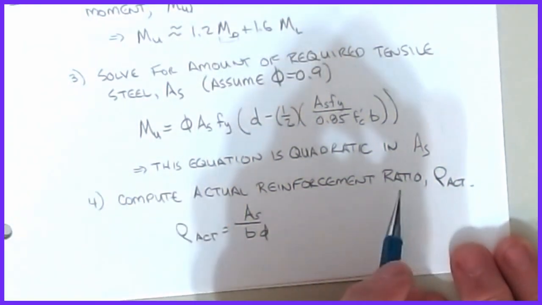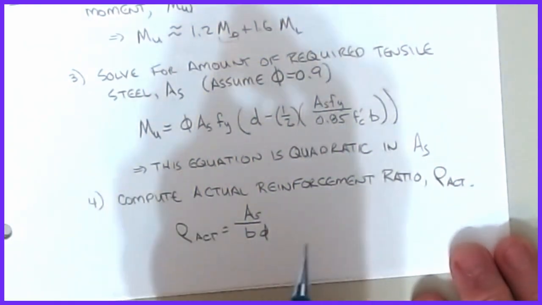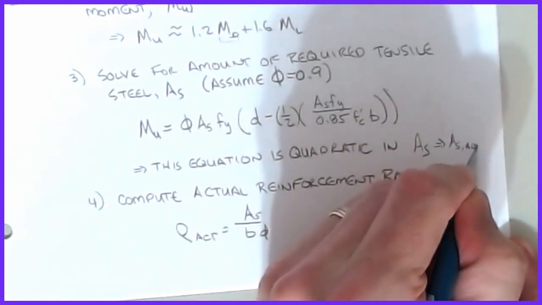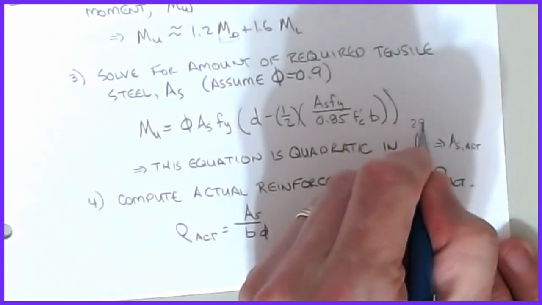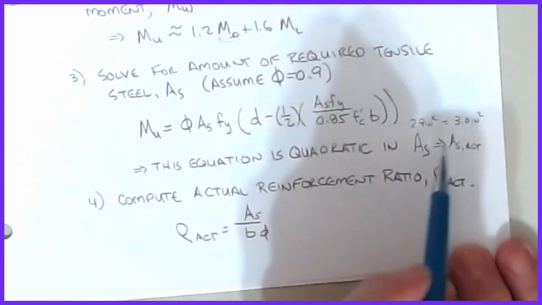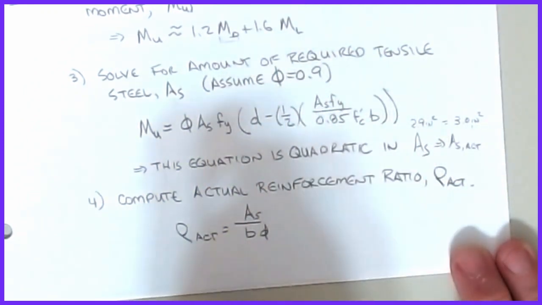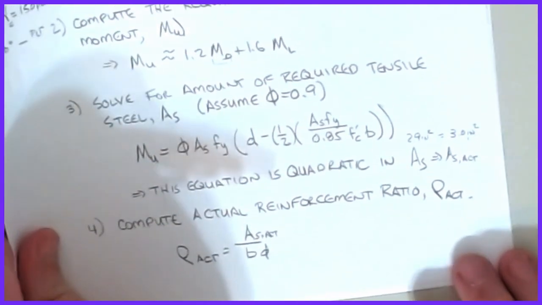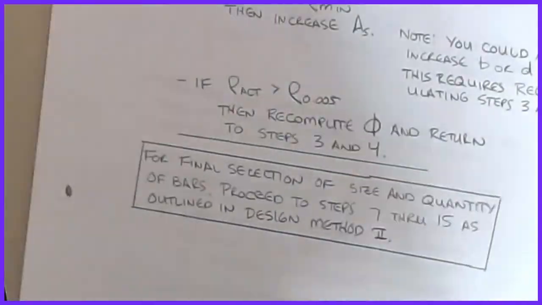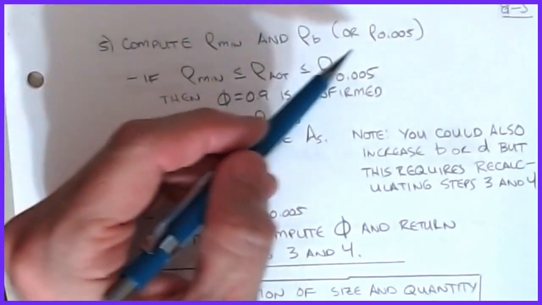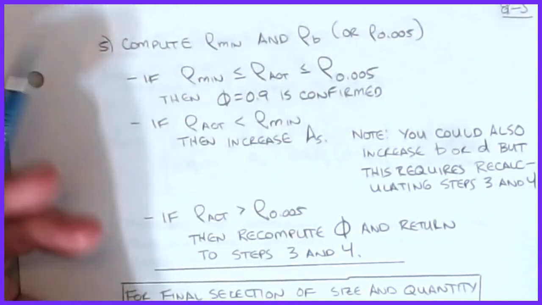Once you choose your bar sizes, then you can compute rho actual, to get to As actual. Now, we talked about this being 2.9 inches squared, but I actually put in 3.0 because of the way the bar sizes work out. Use this number to compute rho actual, where that's As actual over b times d. That gets me my rho actual. Then I can go in and compute my rho minimum and my rho balanced, or if you want to compute rho of 0.005, that's fine as well.